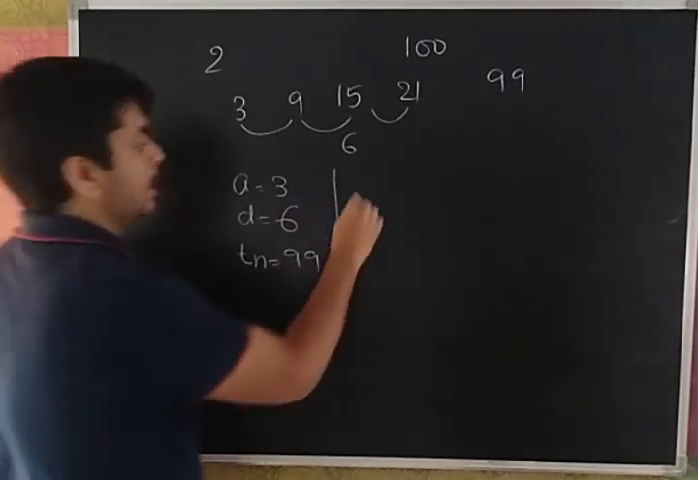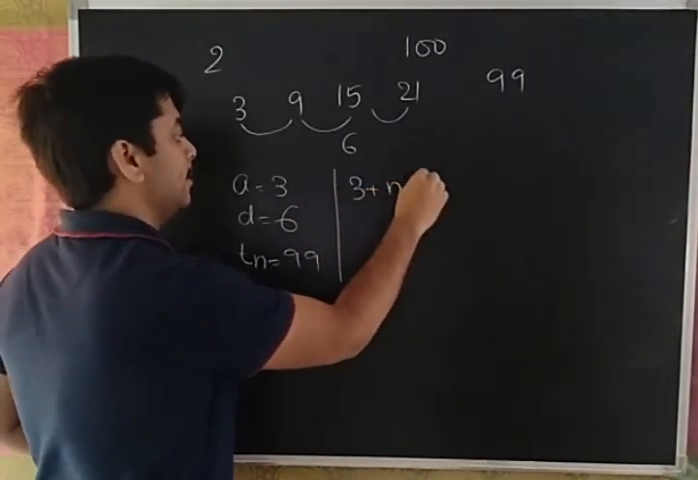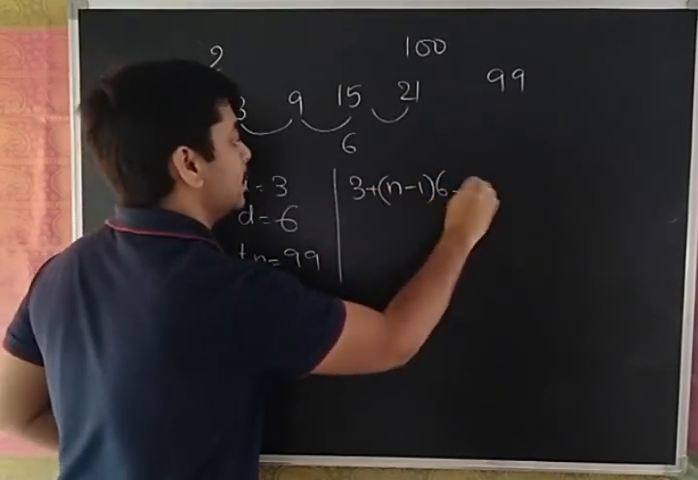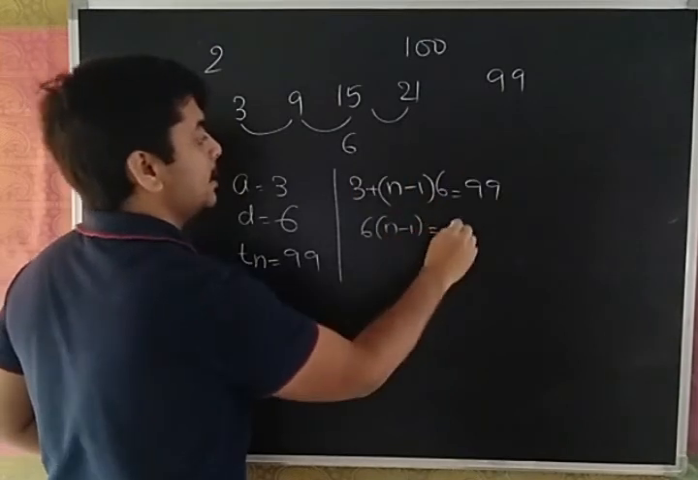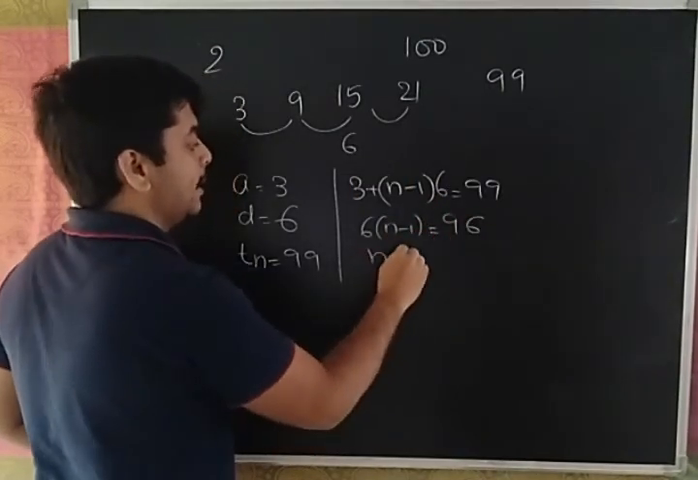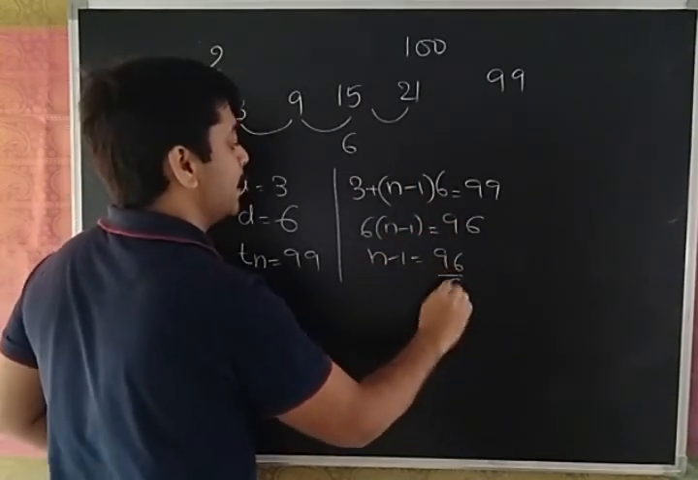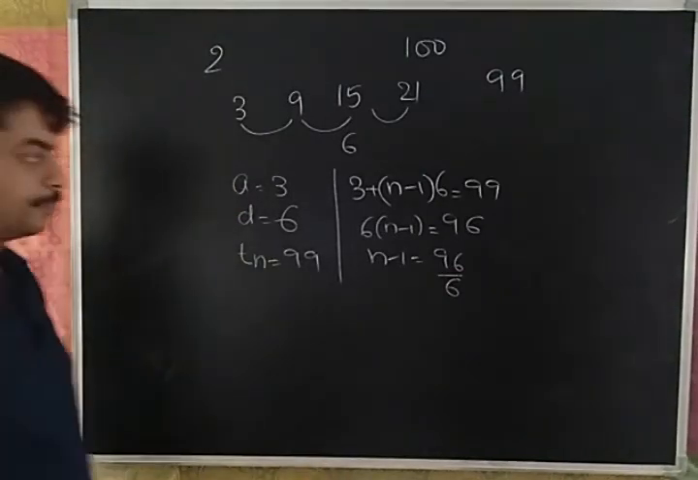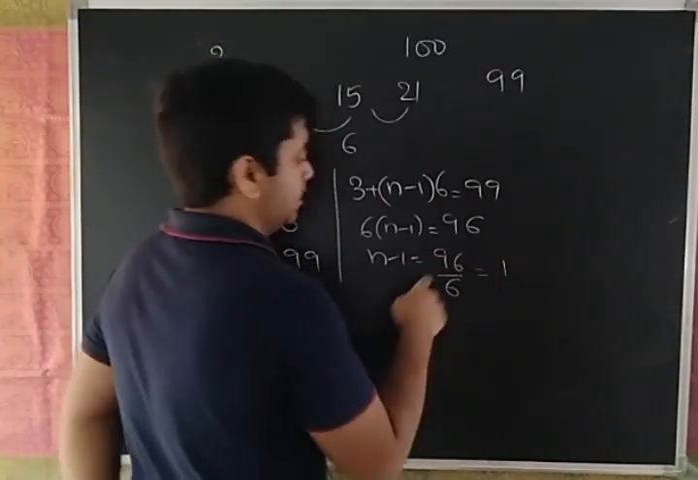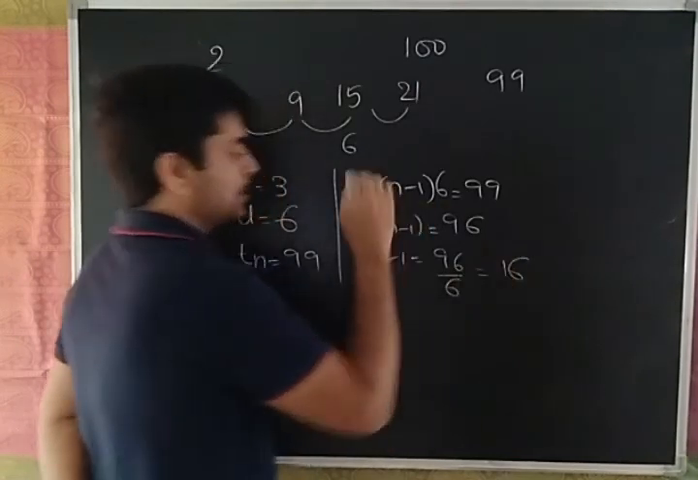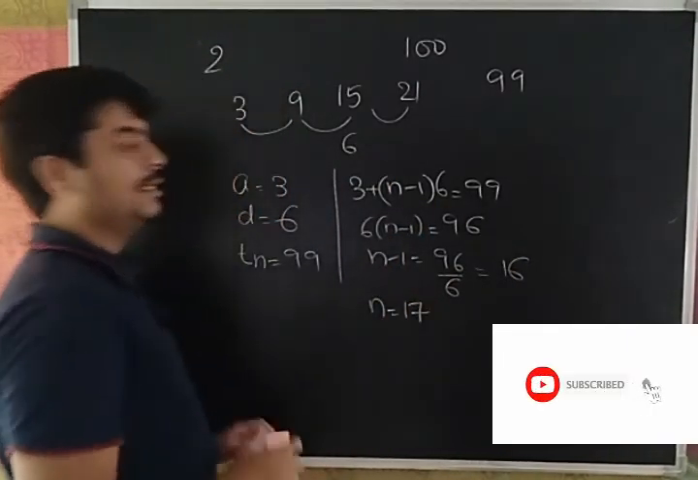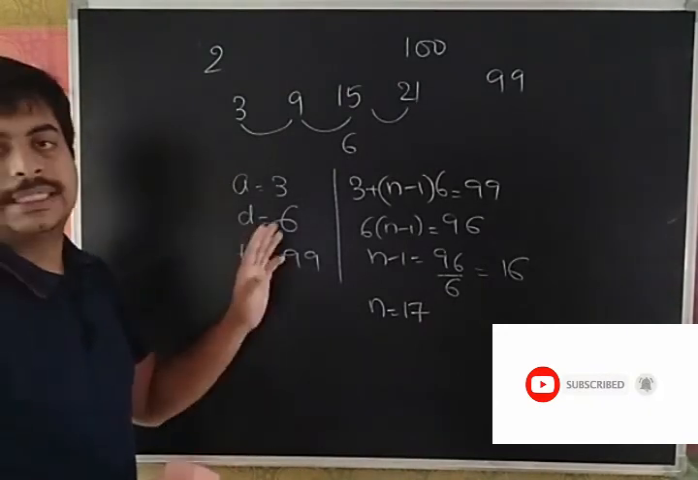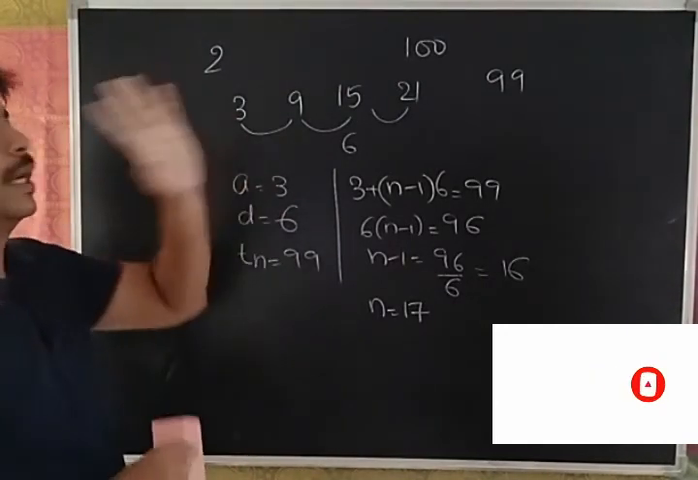So a plus n minus 1 into d is equal to 99. So 6 times n minus 1 is equal to 99 minus 3, which is 96. n minus 1 is equal to 96 by 6. What is 96 by 6? 16. So you will get n is equal to 17. So you have 17 terms which are odd integers and divisible by 3 between 2 and 100.